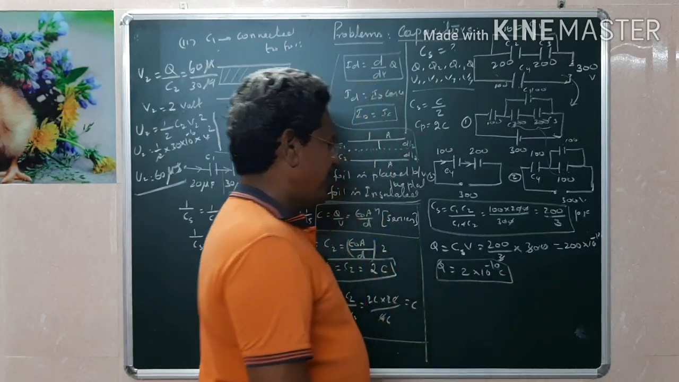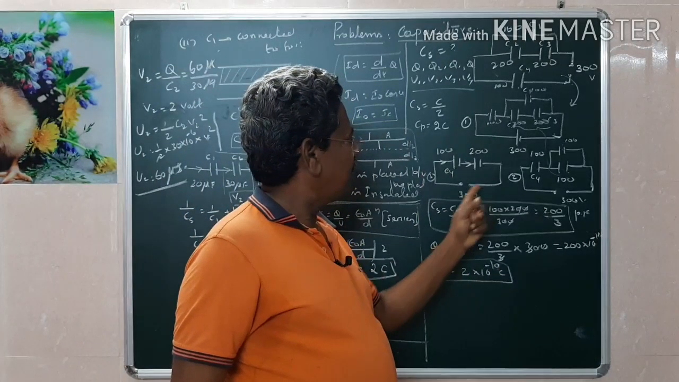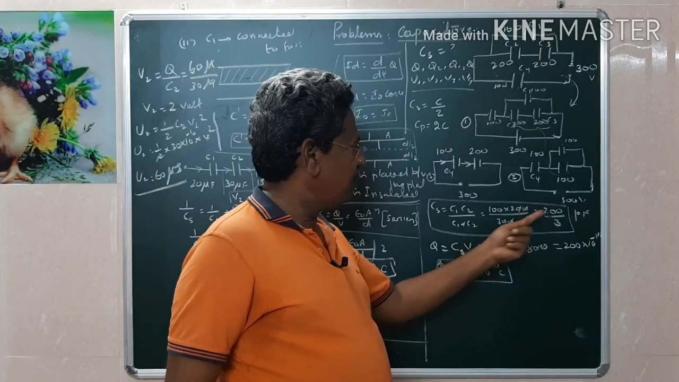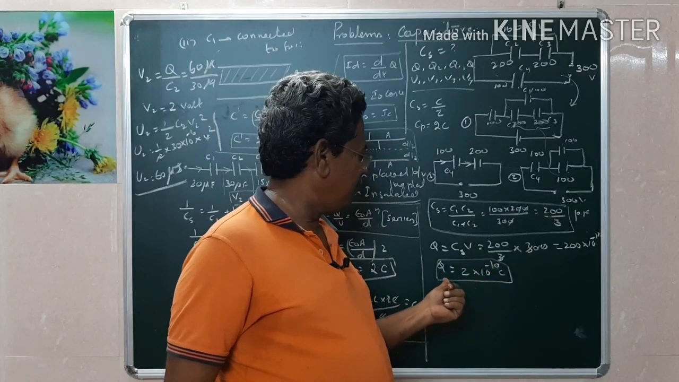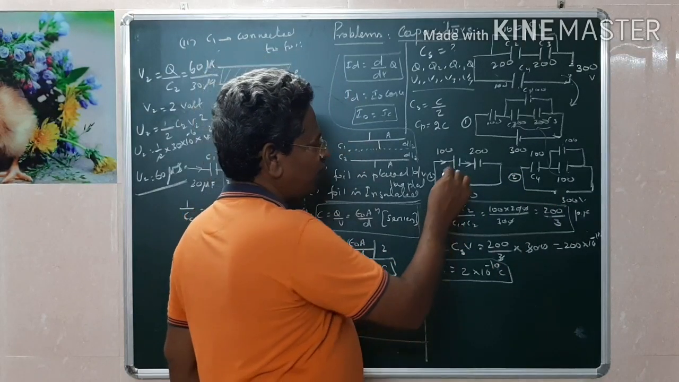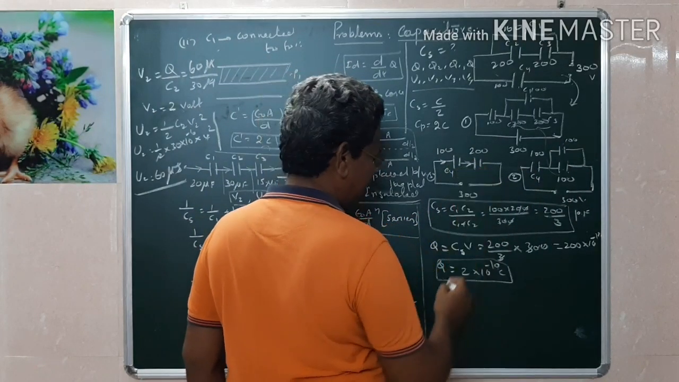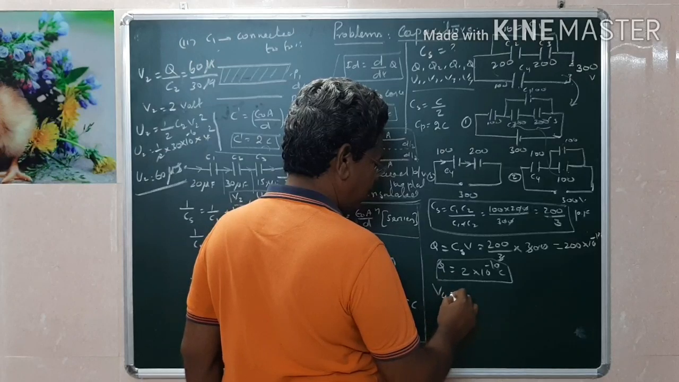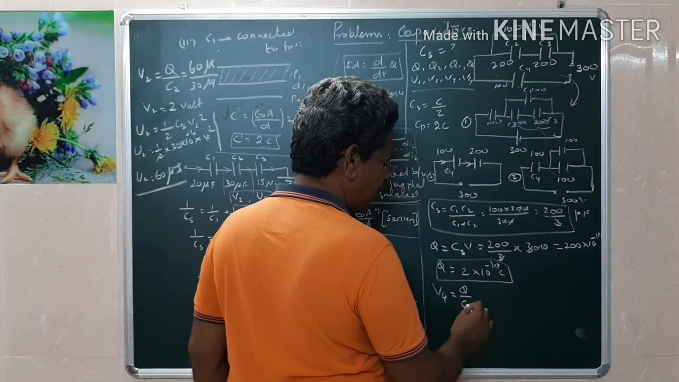I got this. Therefore total charge equals total capacitance into total voltage. The combination of all, the total capacitance becomes 200 by 3, into the total voltage we have applied, 300. Therefore I find out Q. The same Q will be flowing through both C4 and this combination. First we find out the voltage here. Therefore the voltage across C4 is V4. So any voltage V is nothing but total charge by C4.